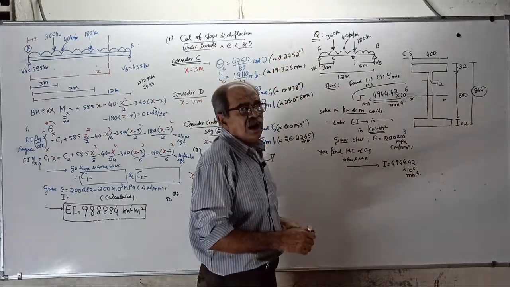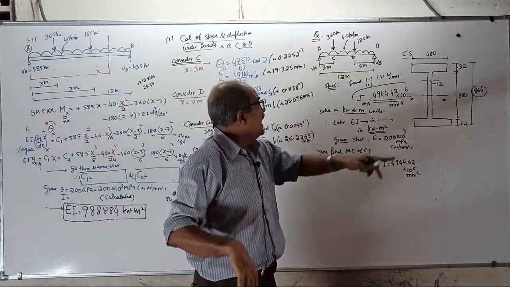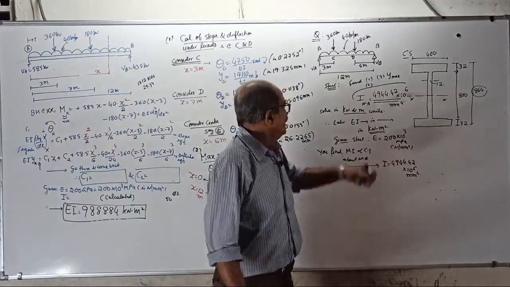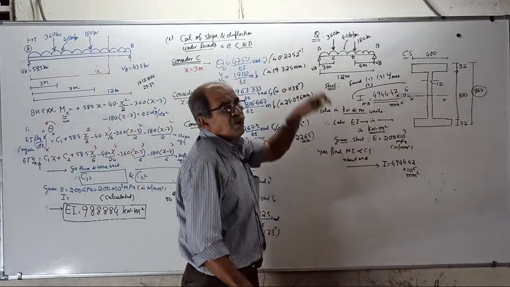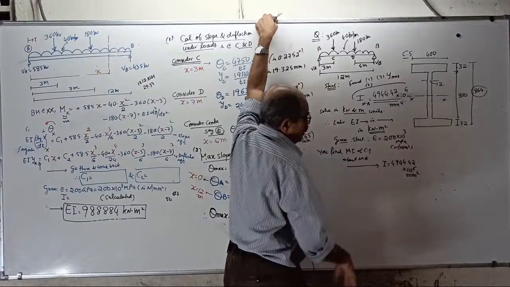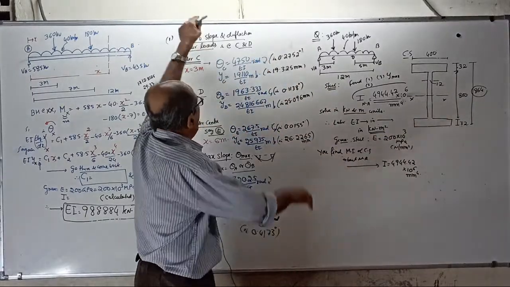Or you can imagine the cross section is not given in the question. That is also possible. In the question it is told E is 200 GPa, that is 200 × 10^3 MPa, and I equal to 4944.42 × 10^6 millimeter power 4. Then find all these things.